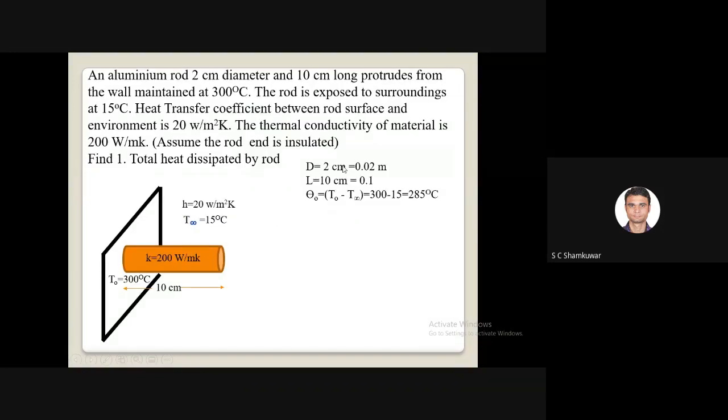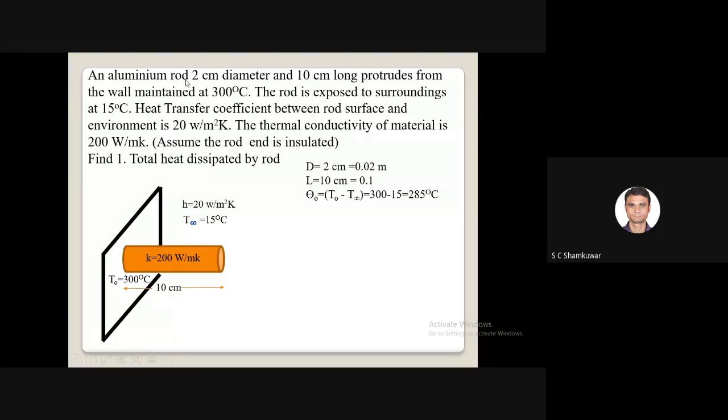Okay. So what is given? Diameter is given 2 centimeter, so it will be 0.02 meter. Length is given 10 centimeters, so 0.1. Okay. Then you need to find out theta naught. What will be theta naught? T naught minus T infinity. So what is T naught?